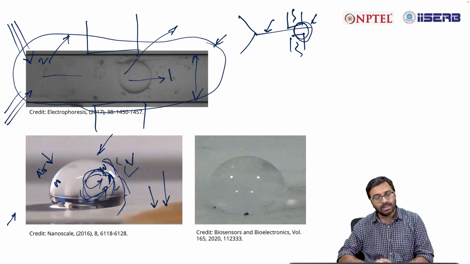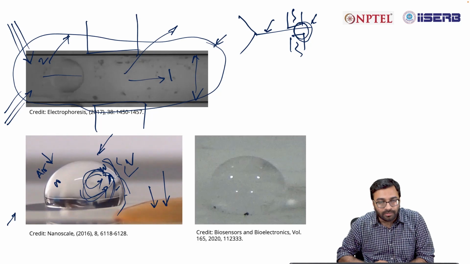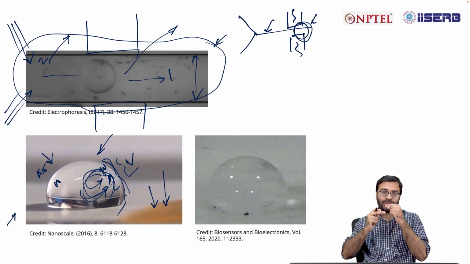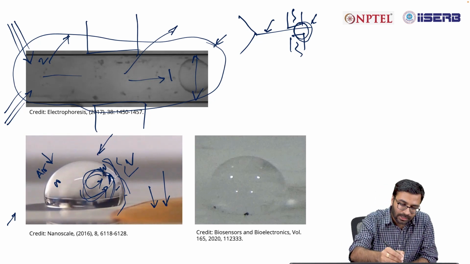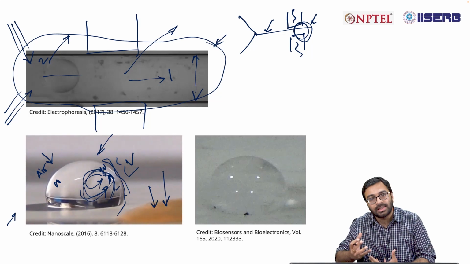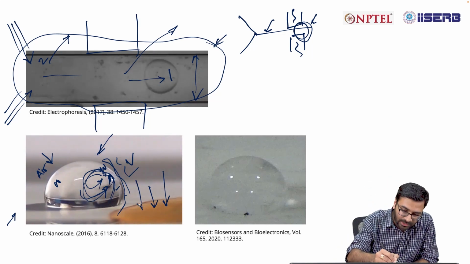So this is known as solutal Marangoni effect, where the surface tension gradient actually creates a recirculation inside the droplet. This particular recirculation can then be utilized for certain sensing applications, for example, vapor sensing.